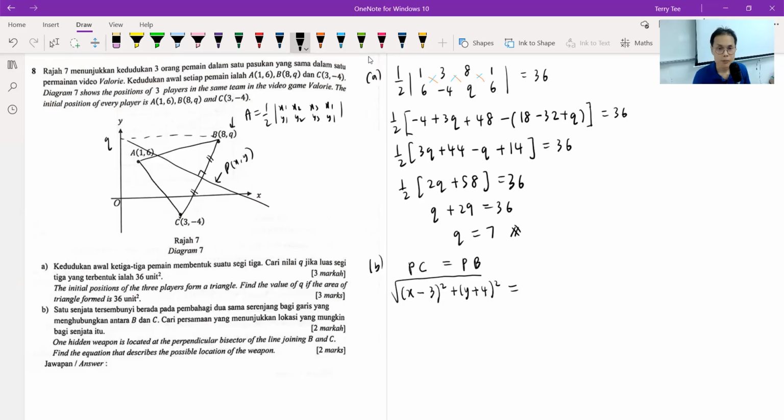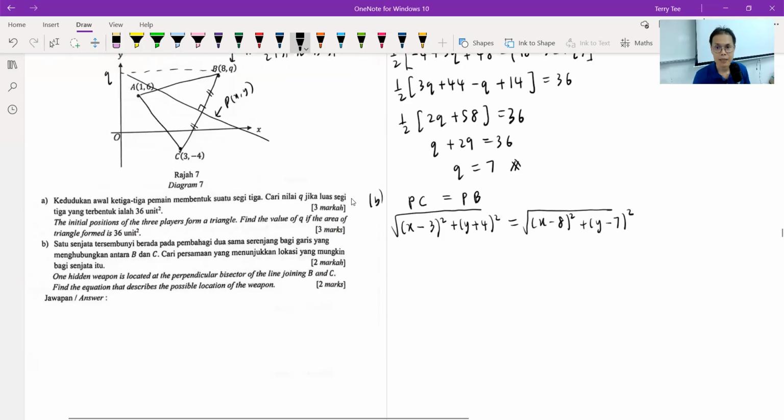The result is PB. PB will be square root of x minus 8, y minus q. I know q earlier. Q is 8. Okay, I'm going to take this and expand it. Let's square left and right hand side. When you square both sides, the square root disappears. I'm going to expand the bracket here.